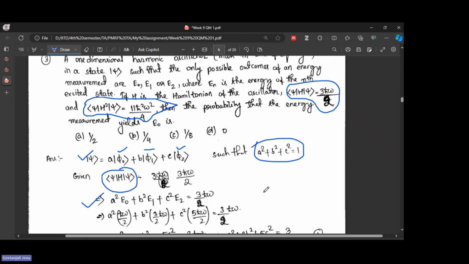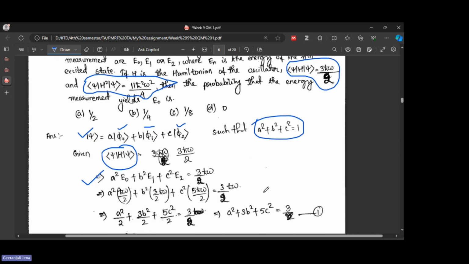Now you just have to put the values for E0, E1 and E2. E0 is h bar omega by 2, E1 is 3 by 2 h bar omega, and E2 is 5 by 2 h bar omega. Now if you simplify this equation, you will get equation 1, which is A square plus 3B square plus 5C square equal to 3. This is the final equation you will get.